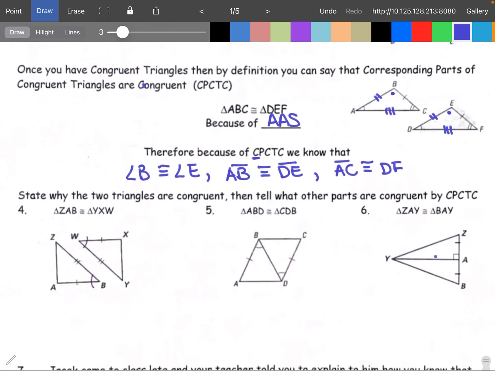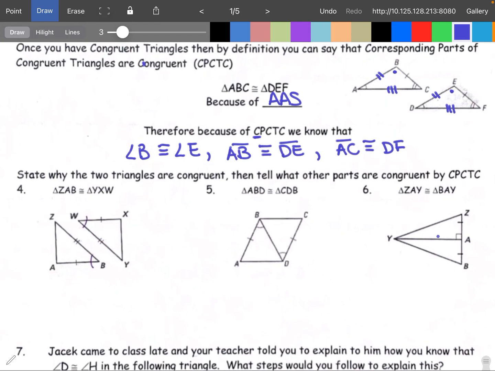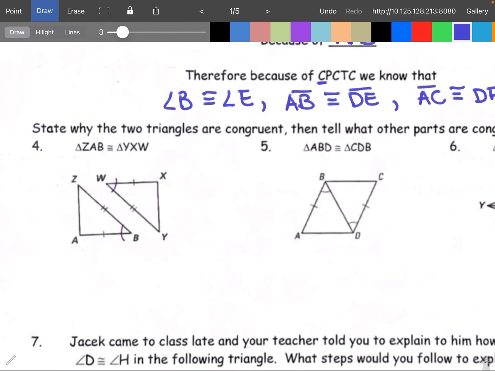If I'm going too fast, just slow it down a little bit, but we're going to do the same thing on 4, 5, and 6. State why the two triangles are congruent, then tell what other parts are congruent. So I have the three pieces here. I have a side, I have an angle and a side, corresponding angle, corresponding side. So I have side, angle, side is how they are congruent.